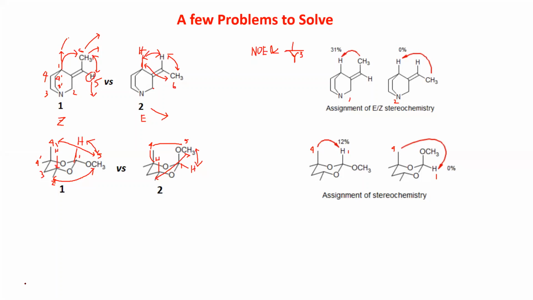So you have to properly find out the protons. To do the NOE, you have to find out the proton properly. That is the most important thing here. Let me give you another. You try this one. These are the two stereoisomers. Try to quickly find out.